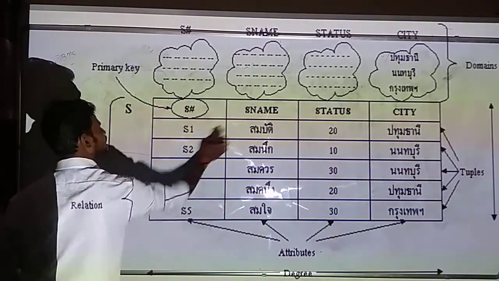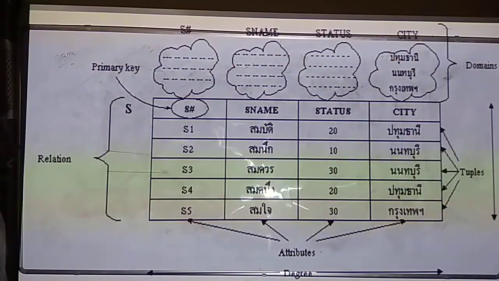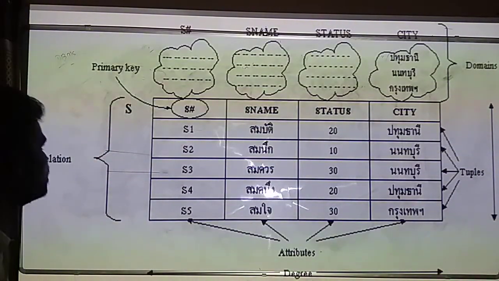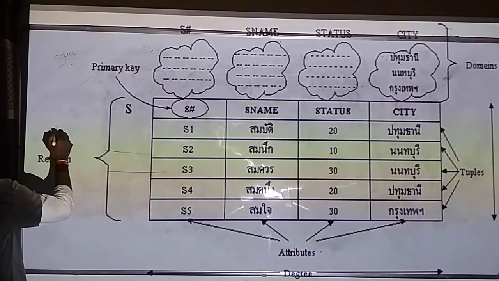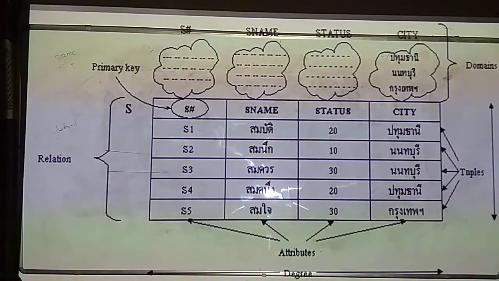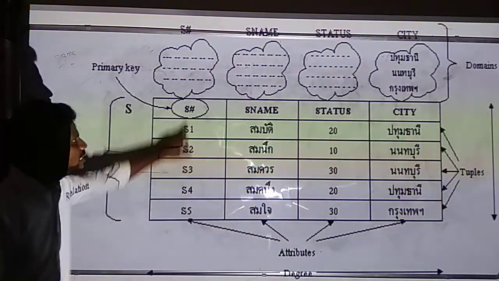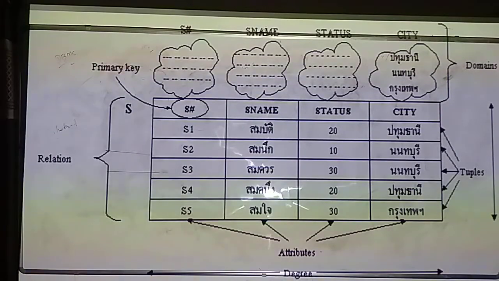Now this is what my table is. This is also a student information, student relation, I can say. The complete table is the relation. S is the relation. This S is nothing but the student relation. So in a student relation, we will be having the attributes like student ID, student name, status, and city over here. These are nothing but the attributes.